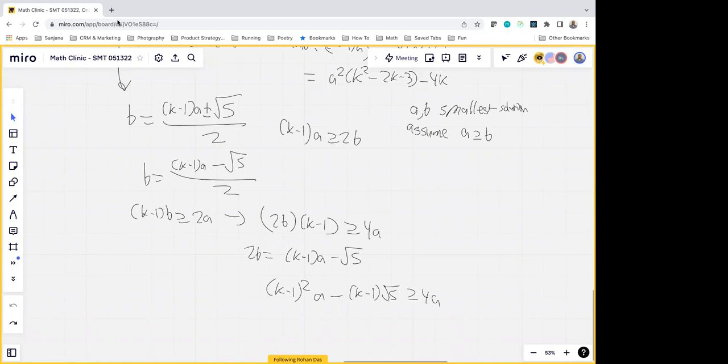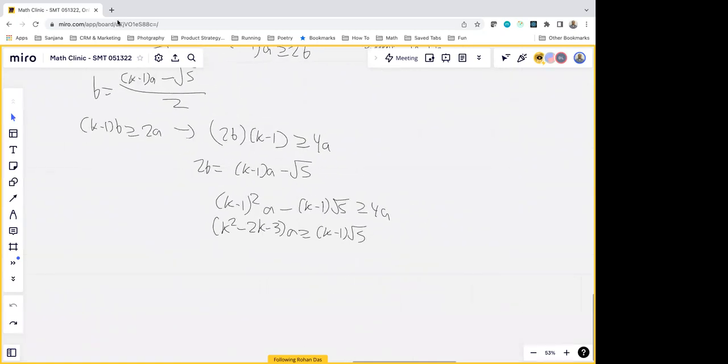And from here, we can try to rearrange this. So first we move the a terms to one side and the other terms to another side. And that gives that (k squared minus 2k minus 3) times a is greater than or equal to (k minus 1) root s.